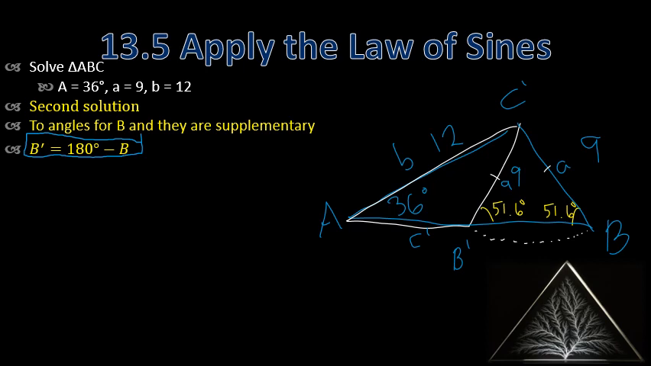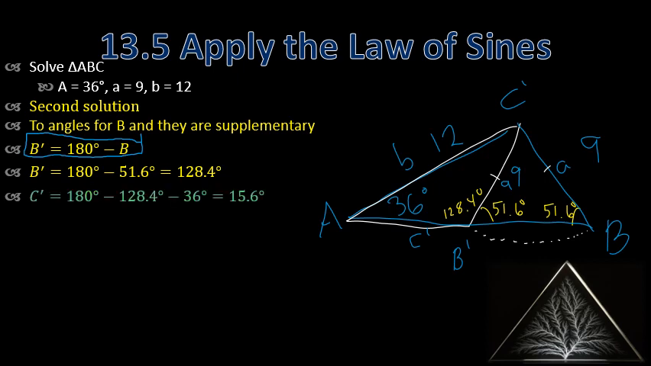So to get your second solution, you take that angle you found first in the first solution, 180 minus that gives you the same angle in the second solution. So 180 minus 51.6 is 128.4. All right, I now know two of the angles in the white triangle. So I can find C prime. C prime would be 180 minus the 128.4 minus the 36, or 15.6 degrees.